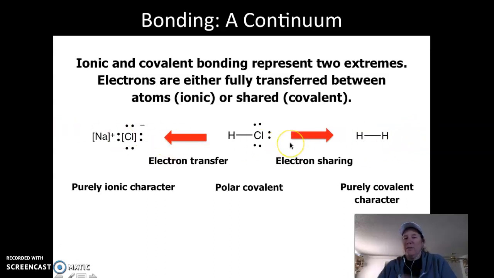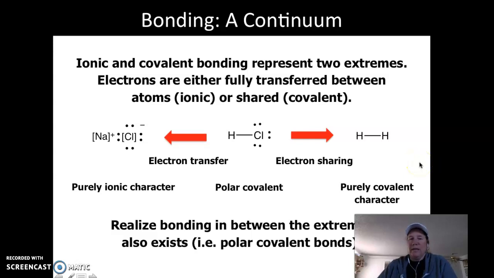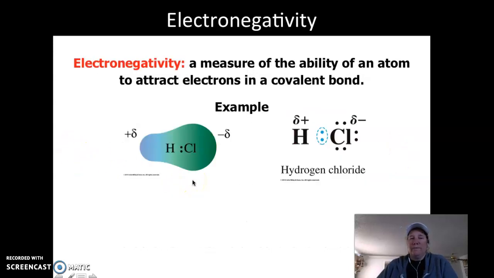This is the gamut that it can run when you're talking about bonds. So there's extremes when you're talking about bonds, but again, it's easy to figure out which one is formed. The easiest way to figure out which bond is formed is two nonmetals is going to be covalent. A metal and a nonmetal is going to be ionic.